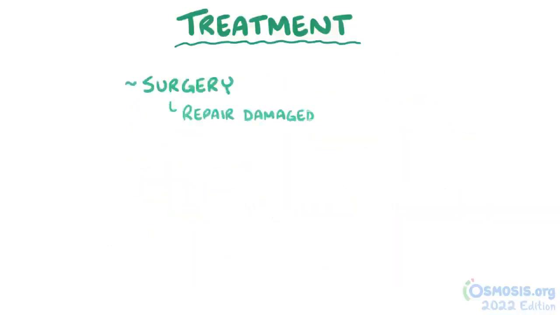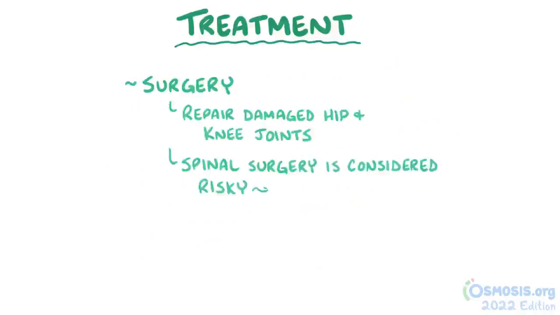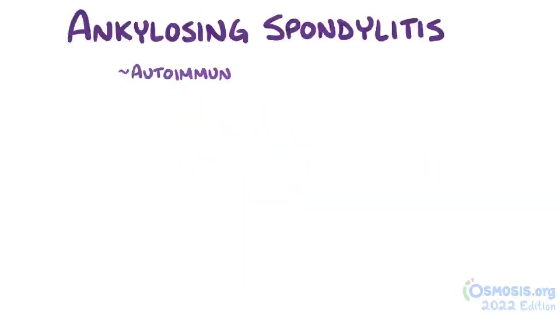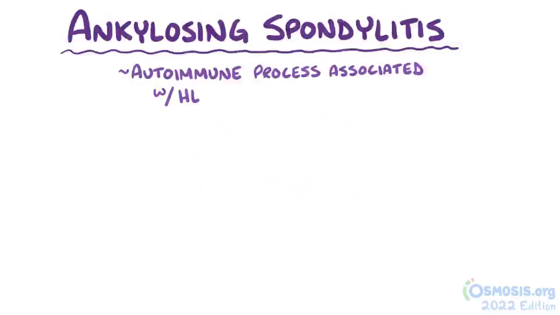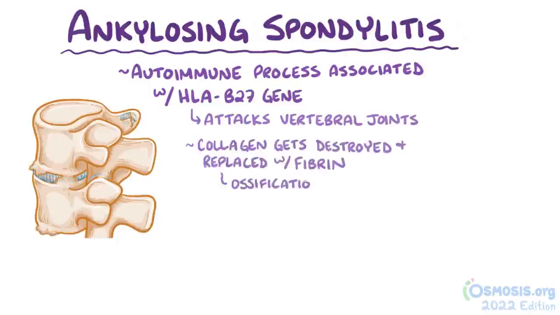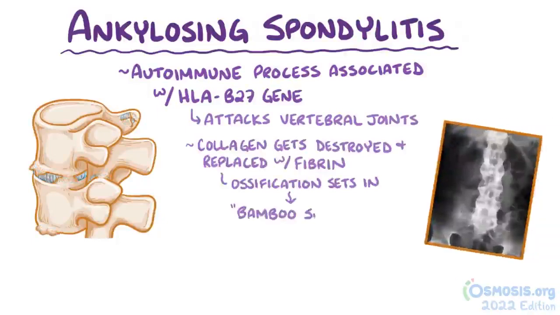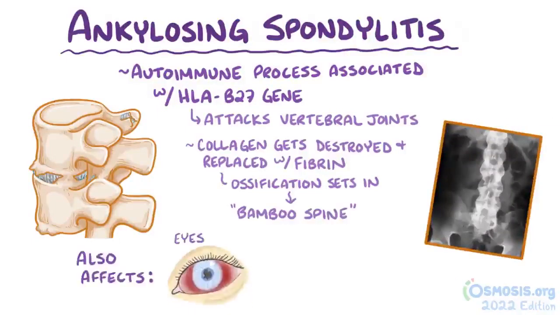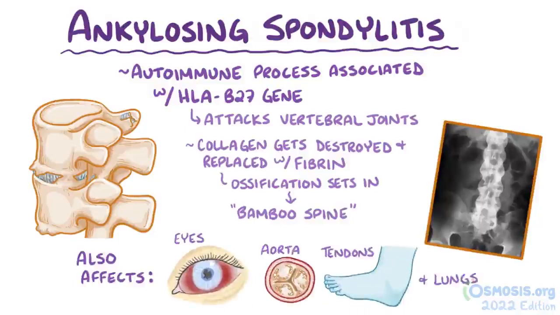Surgery can repair damaged hip and knee joints, but spinal surgery is typically considered risky and is rarely performed. Alright, as a quick recap, ankylosing spondylitis is an autoimmune process associated with the HLA-B27 gene, which attacks vertebral joints. In this process, collagen gets destroyed and replaced by fibrin, and ultimately ossification sets in, forming a bamboo spine on X-ray or CT scan. It can also affect the eyes, aorta, tendons, and lungs.